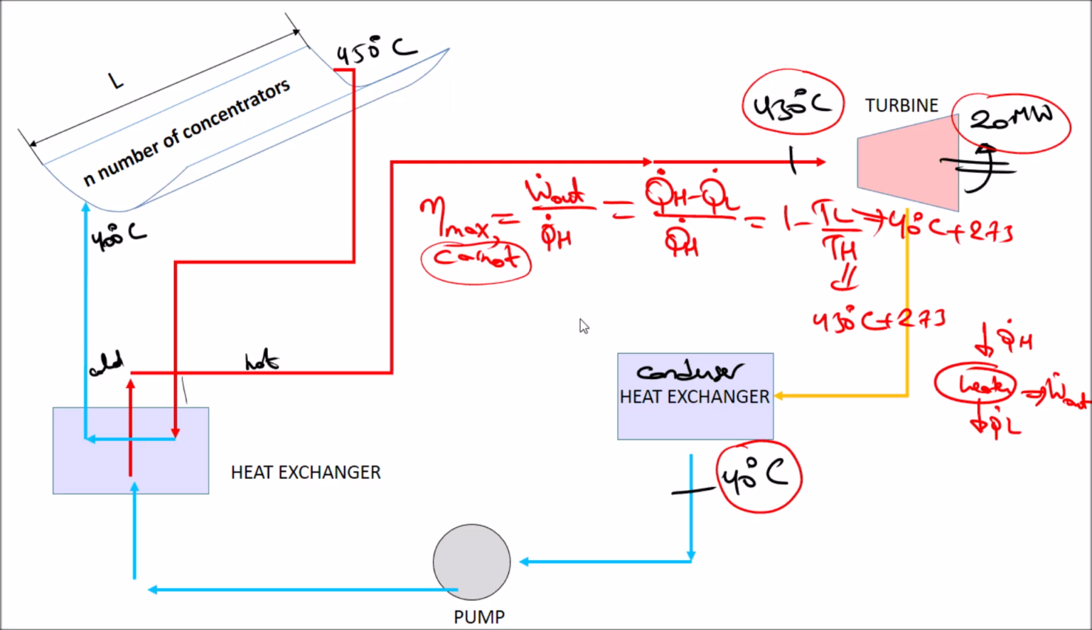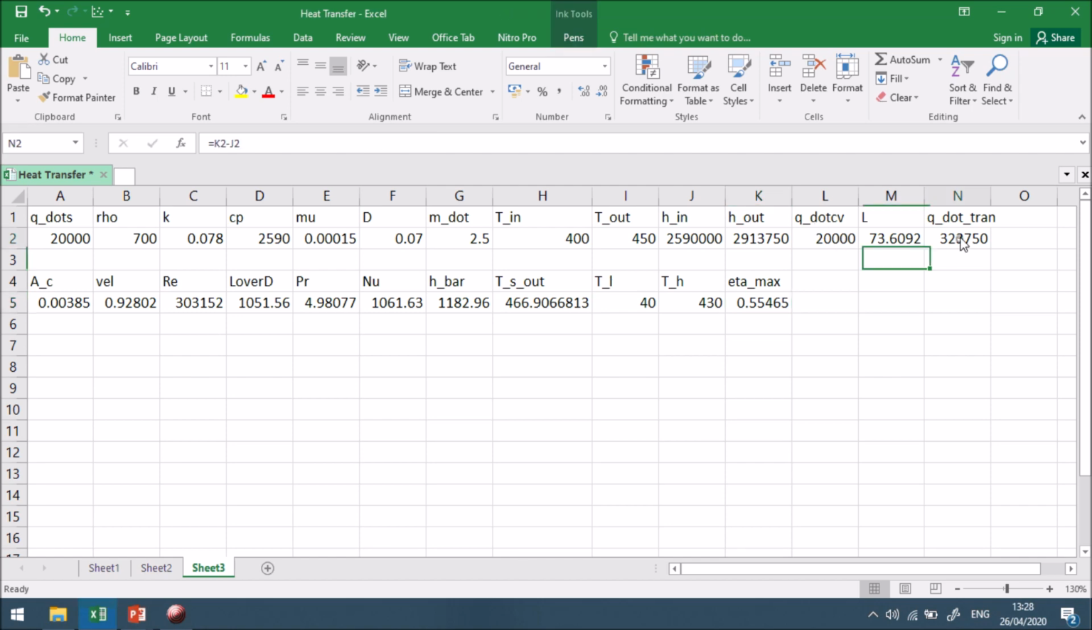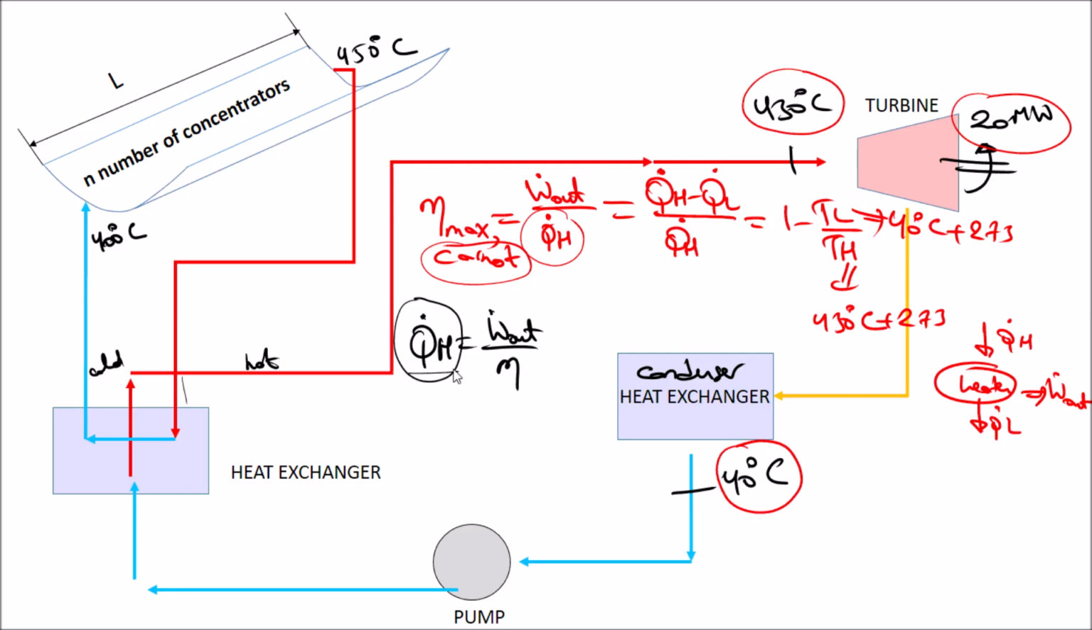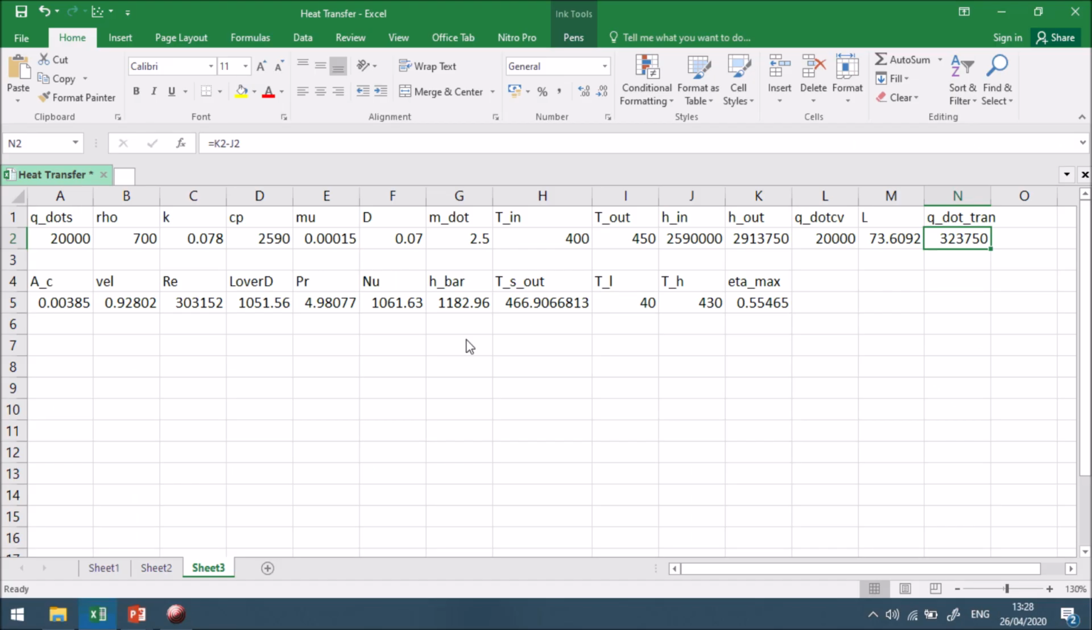It means that whatever heat is coming to the system, you are converting 55% into work output as electricity. Therefore, I can write Q dot H equal to work dot out divided by eta. This Q dot H is provided by the concentrators, because concentrators give off the heat, so dividing this by the Q dot of one concentrator will give you the number of concentrators. Let's first find the total Q dot.